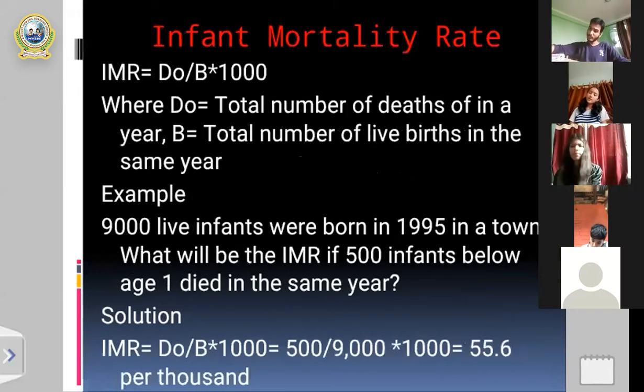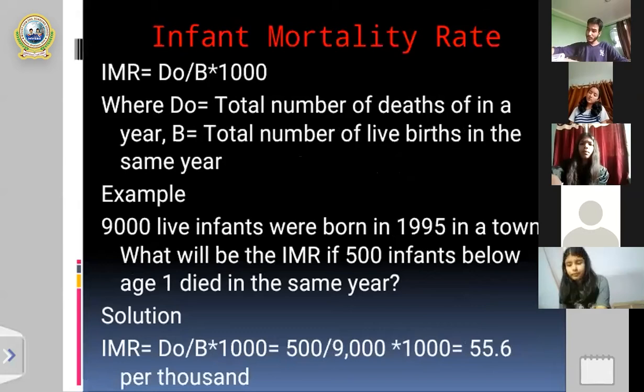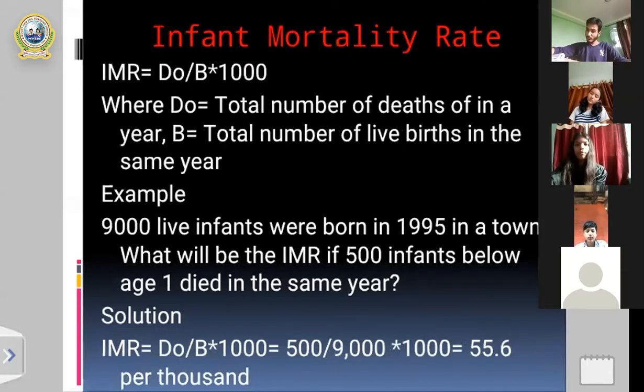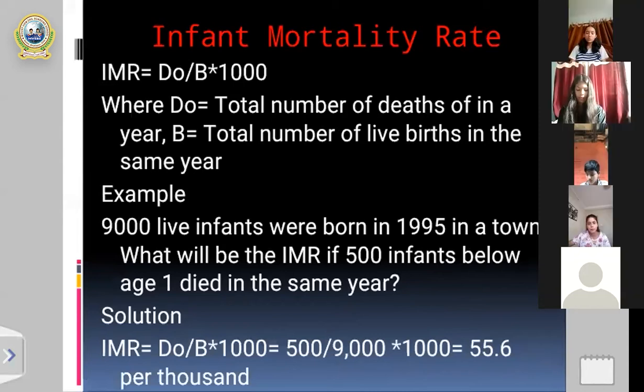And after that, my dear students, the next measurement of mortality rate is the infant mortality rate. The third measurement of mortality rate, infant mortality rate. Okay, before discussing the formula and example, first of all, I want to define the meaning of infant. There are two categories, infant and child.